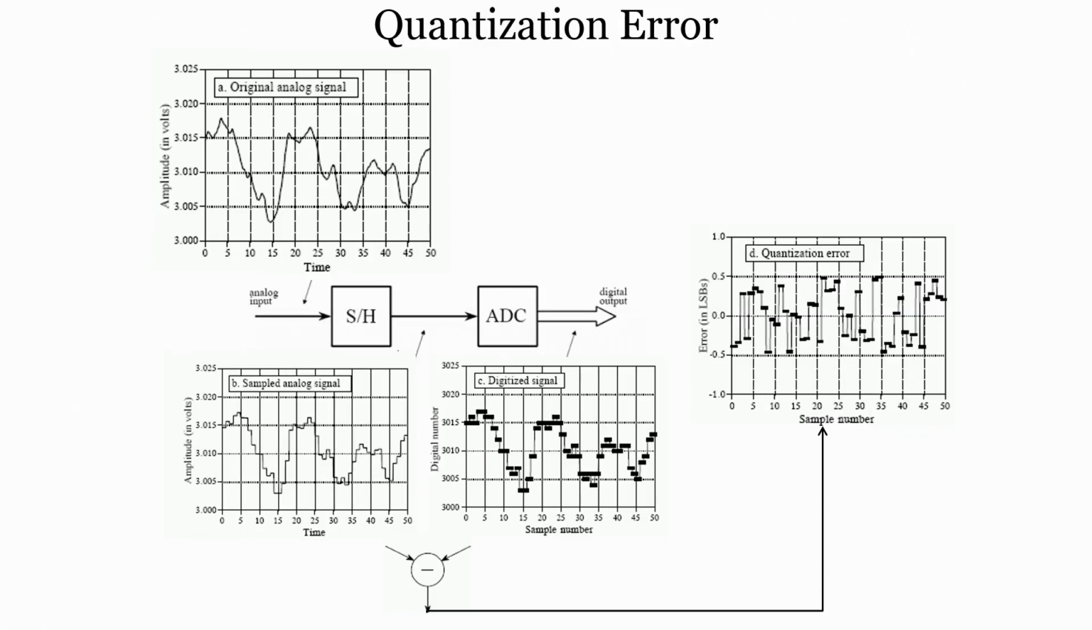Now, you can also see here that the original analog signal is this one, and when you apply sample and hold, the sampled analog signal is this one. When you go for the digitized signal, it looks like this, and if there is a quantization error, you can see it here. This is how the quantization error will occur, and when this is mixed, you have this quantization error. So, quantization error should be minimum.